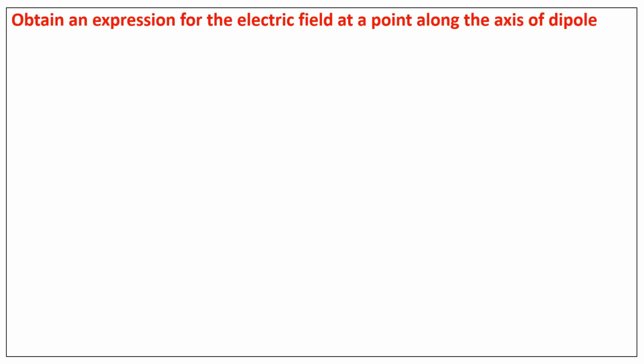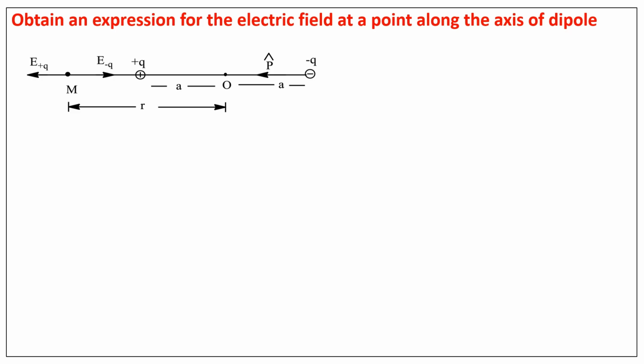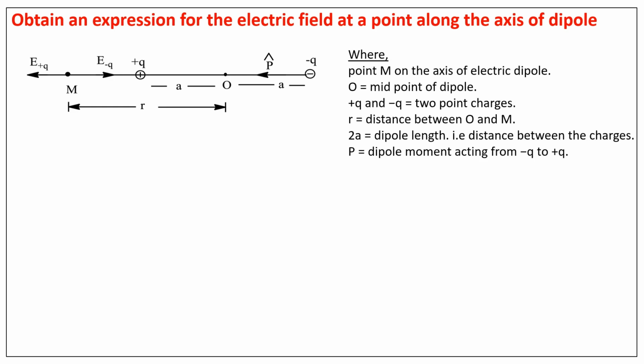Next, a very important derivation. Obtain an expression for the electric field at a point along the axis of a dipole. Solution. From the figure, let plus q and minus q be the two point charges, which are separated by a distance 2a. p is the dipole moment acting from minus q to plus q. O is the midpoint of the dipole. Point M is on the axis of the electric dipole, and r is the distance between O and M.